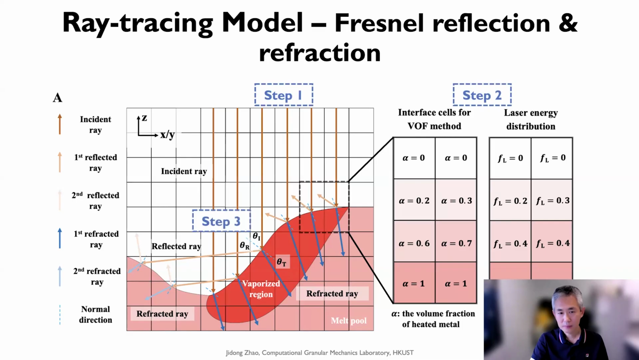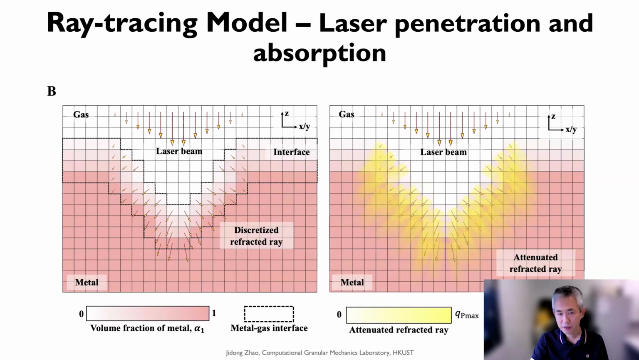And this is a further illustration of how the laser penetrates through the liquid metal. We discretize the rays, then consider the attenuated and refracted rays as well, to have a very refined laser model. This is critical for the simulation of L-PBF.